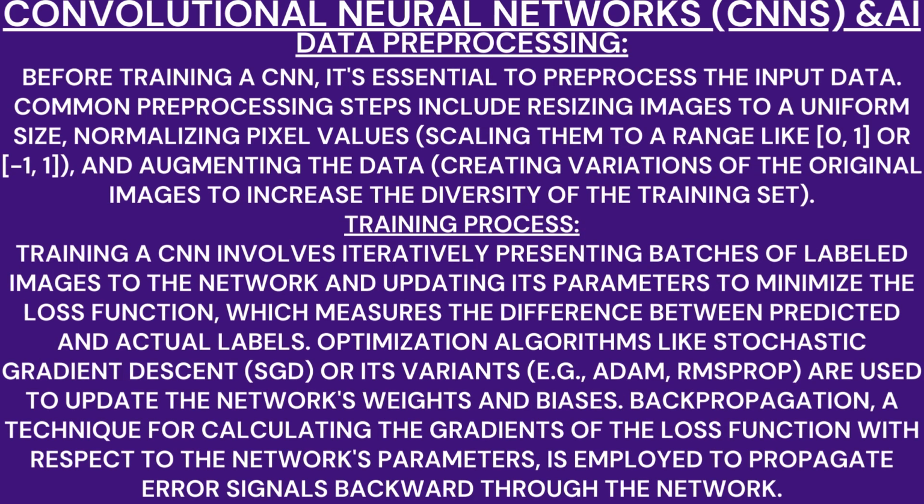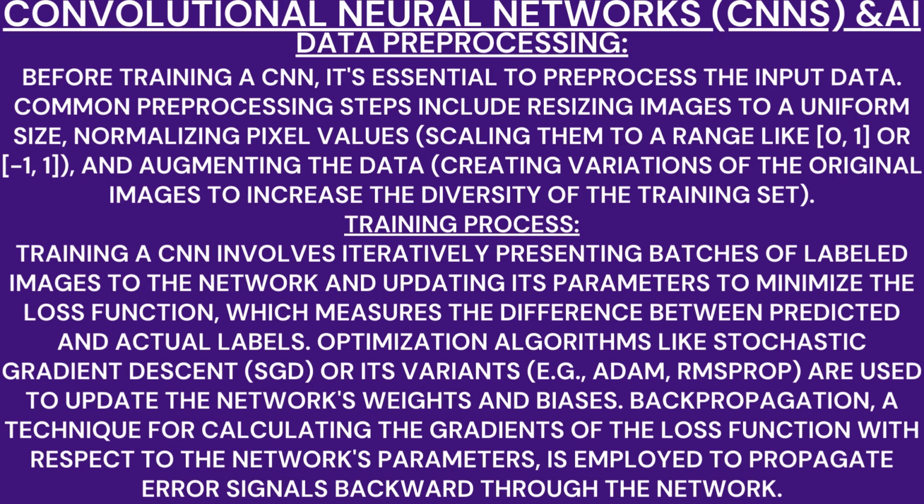Data pre-processing. Before training a CNN, it's essential to pre-process the input data. Common pre-processing steps include resizing images to a uniform size, normalizing pixel values, scaling them to a range like 0 to 1 or -1 to 1, and augmenting the data, creating variations of the original images to increase the diversity of the training set.